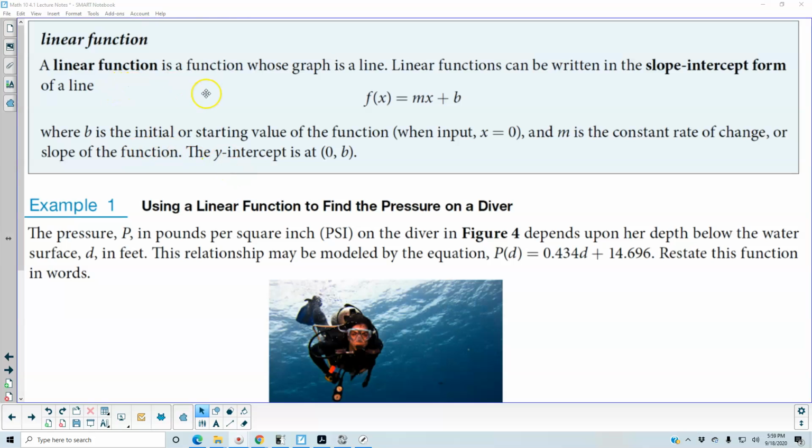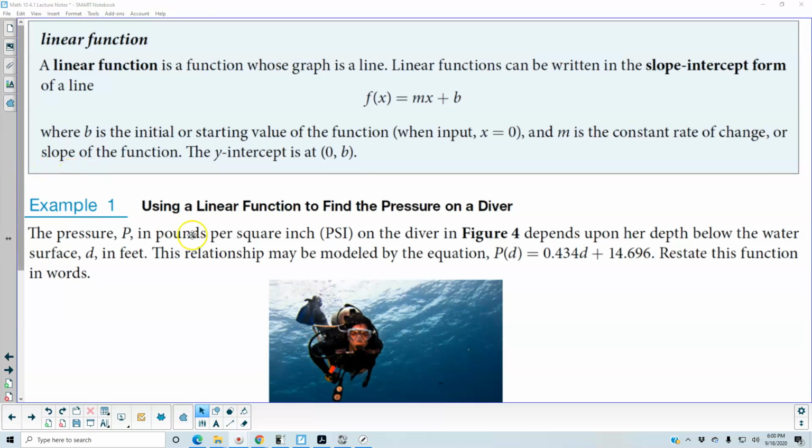A linear function is a function whose graph is a line. Linear functions can be written in the slope-intercept form of a line, f of x equals mx plus b, where b is the initial or starting value of the function when the input x is equal to 0, and m is the constant rate of change, or the slope of the function. The y-intercept is at 0, b.